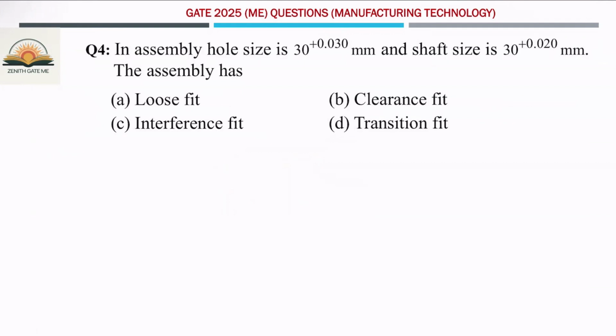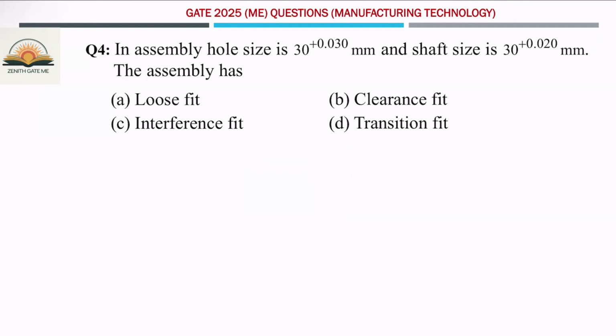In an assembly, hole size is 30 plus 0.03, that is nothing but the upper limit of hole, and the shaft size is 30 plus 0.02 mm. You have to identify which category this assembly belongs to. Is it a loose fit, a clearance fit, a transition fit, or an interference fit?